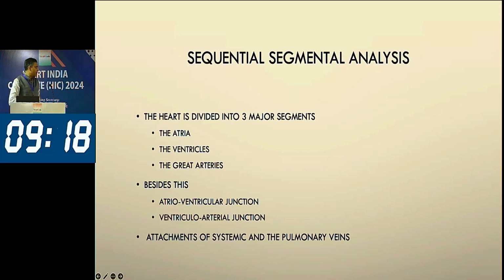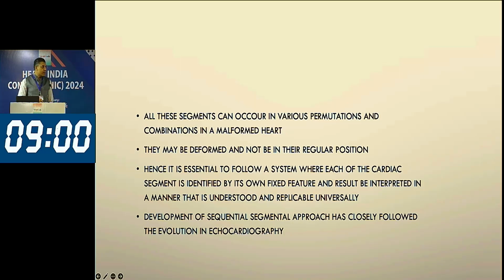So for ease, the heart may be divided into three major segments: the atria, the ventricle, and the great arteries. But besides this, we have the atrioventricular junction, the ventricular-arterial junction, and also the attachments of systemic and pulmonary veins. All segments can occur in various permutation and combination in a patient with congenital heart disease. They may be deformed to an extent that they may be unidentifiable, or they may not be in their regular position. Hence, we have to follow each cardiac segment, identify its own fixed feature, and interpret it in the manner that it is uniformly understood and replicated universally. And development of sequential segmental analysis has, to a certain extent, followed echocardiography.